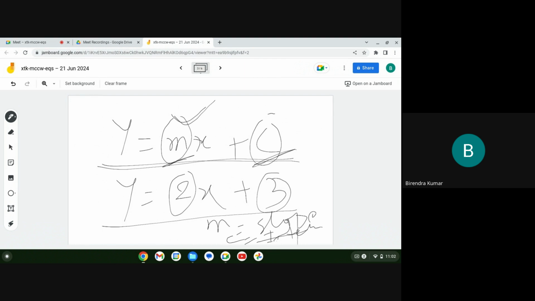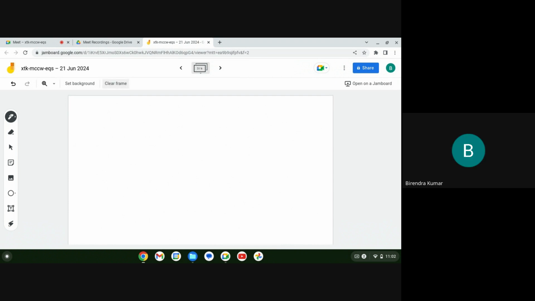Are you guys with me so far? Yes, sir. Okay. Simple thing. Only remember this, y equals mx plus c. This is my slope-intercept form, and see here, the power of all the variables is 1. So this is a linear equation. It's going to plot a line.